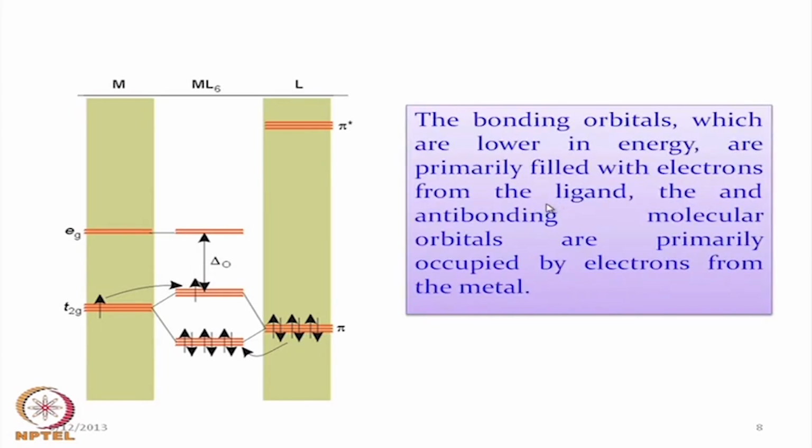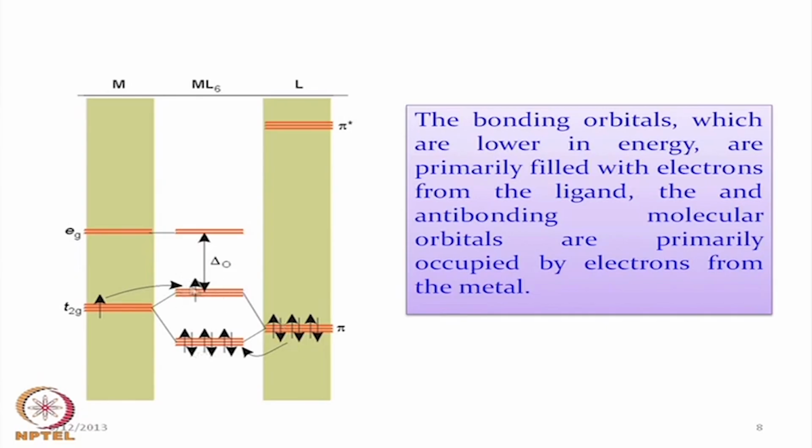So, what we see, therefore, is that the bonding orbitals, which are lower in energy, are primarily filled with electrons from the ligand, because these orbitals are three in number from the ligand side, the T2G set. So, they are basically pi type filled, and the antibonding molecular orbitals are primarily occupied by electrons from the metal. So, this is the corresponding antibonding orbital after pi interactions. These antibonding orbitals are of metal type and these bonding orbitals are of ligand type.